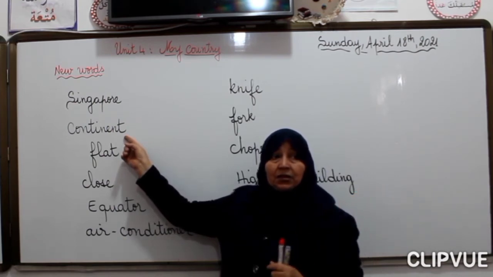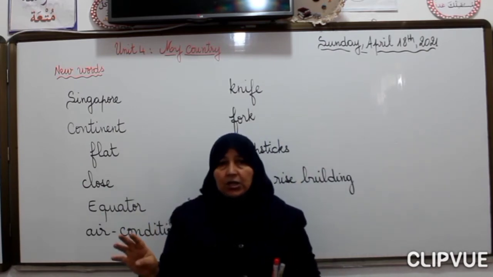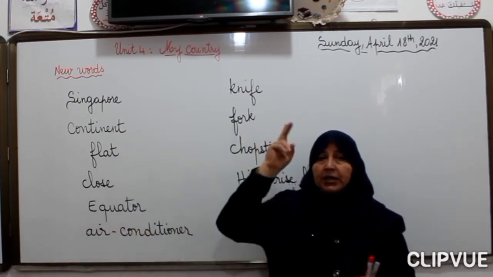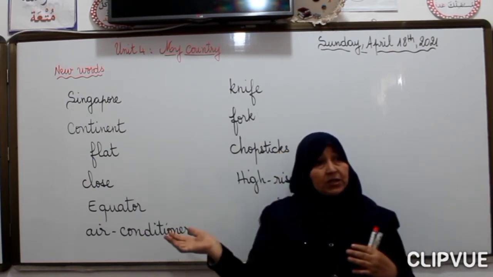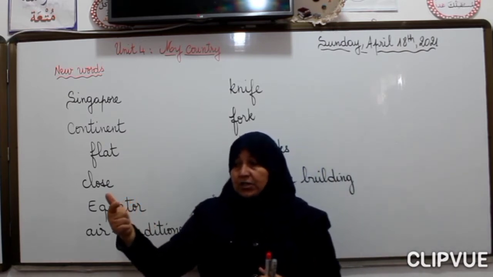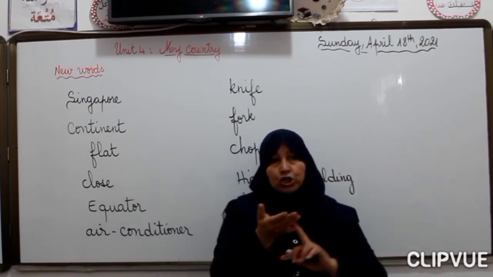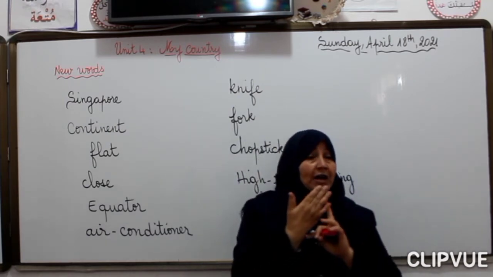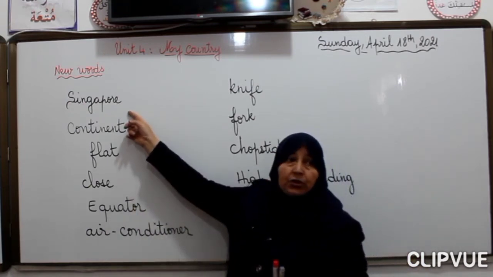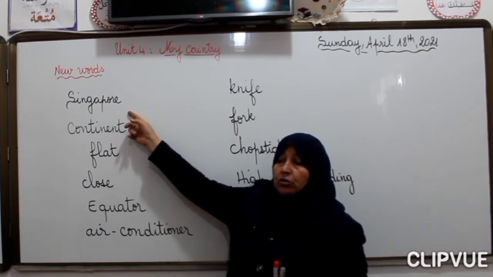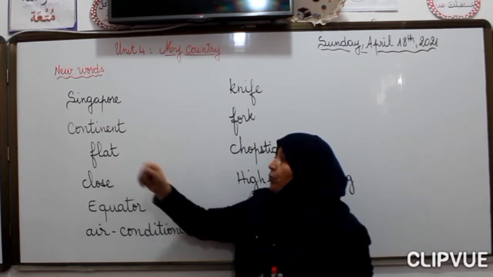We have on Earth 5 continents. Do you know the 5 continents in English? Africa. Europe. America. Australia, Asia. Okay, so we have 5 continents. Do you know what continent Singapore is in? Asia, good. It's in Asia. Okay, let's move on to the third word.